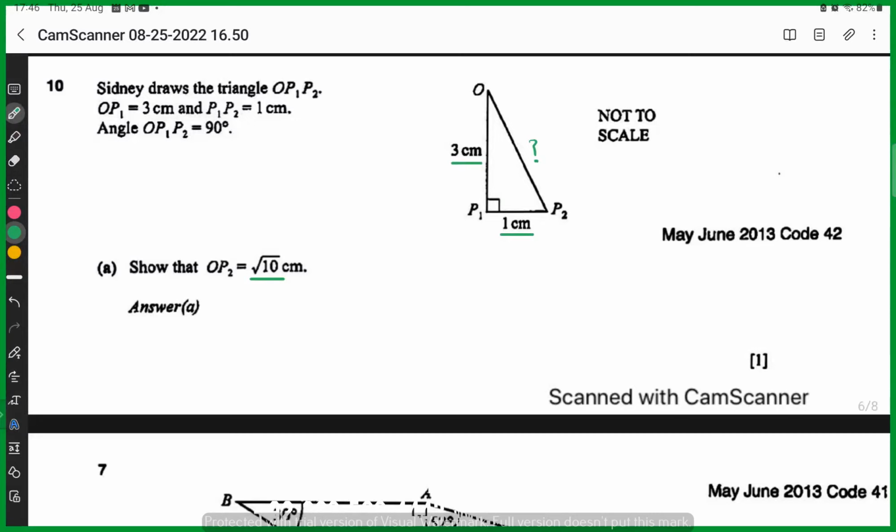Ma'am, I have done it. Very good. It should be root 10. Taha, is it root 10? Yes. Okay, very good. Excellent. So we have used the Pythagoras theorem, right? You will square the two sides, 3 squared plus 1 squared, and this would give you the hypotenuse square. This would be 10 equals hypotenuse square, and the hypotenuse side is going to be the square root of 10. That is what we were asked to prove.